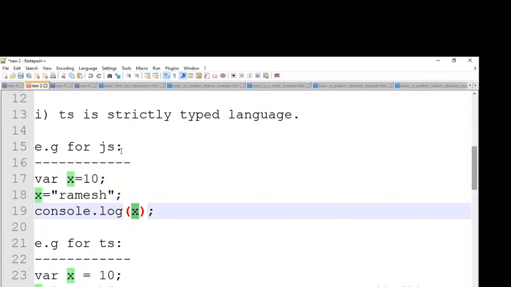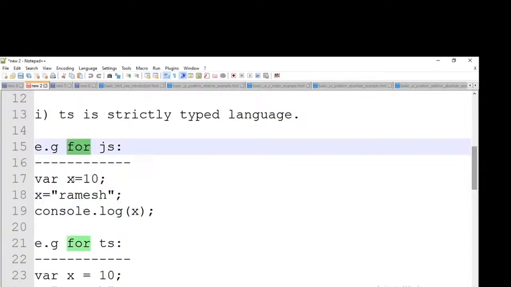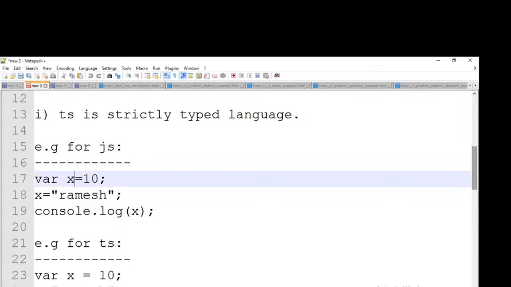Respond everybody, just guess. Take some time. Ramesh. Okay, we'll get the output as Ramesh only. Why? Because this is a loosely typed language, so no need to mention the data type. So the latest value is what it will pick, and it will give the related output.